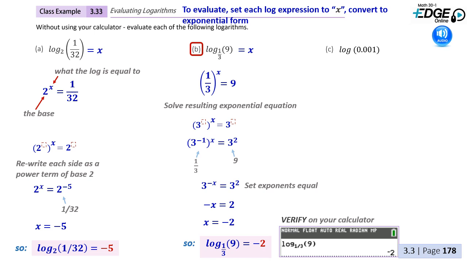Both sides can be written in terms of a base of 3. So on the left side, we end up with 3 to the negative 1x, or 3 to the negative x, equals 3 squared, at which point we see that negative x is equal to 2, so x is equal to negative 2. Again, this answer does not represent an argument or base, so being negative is okay.